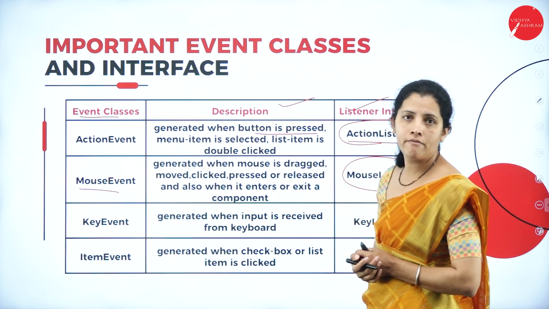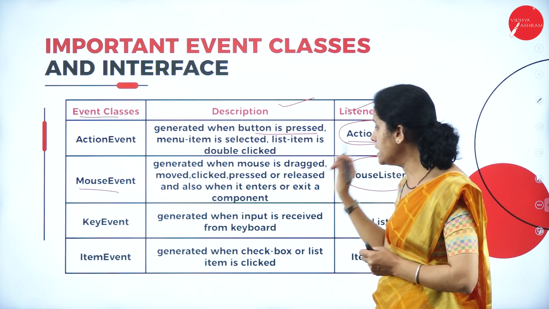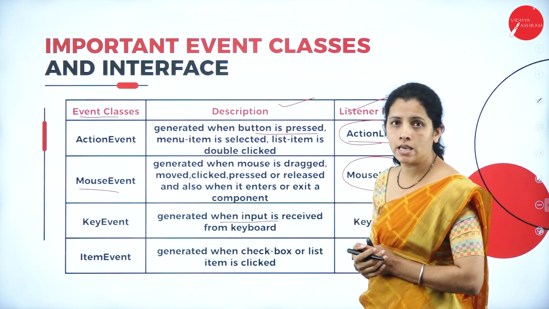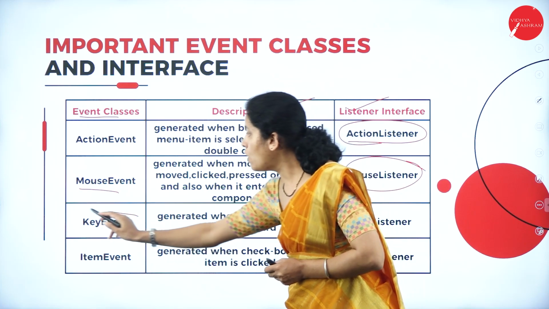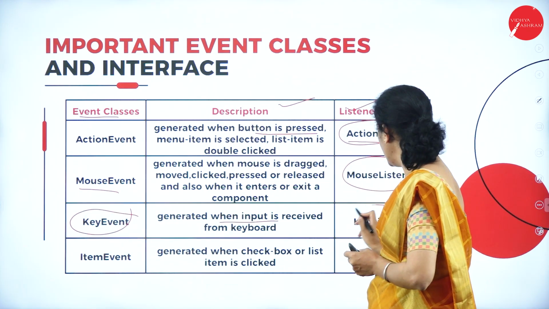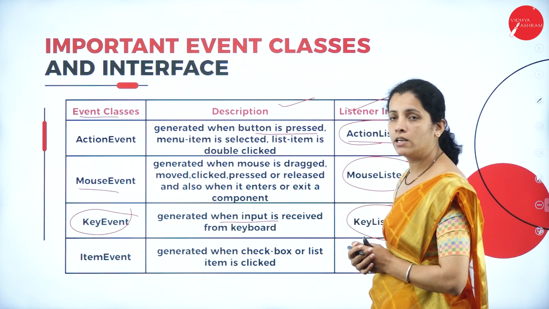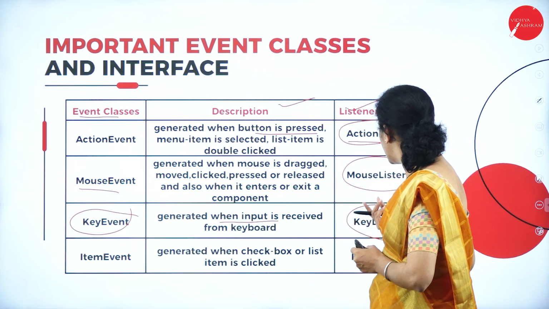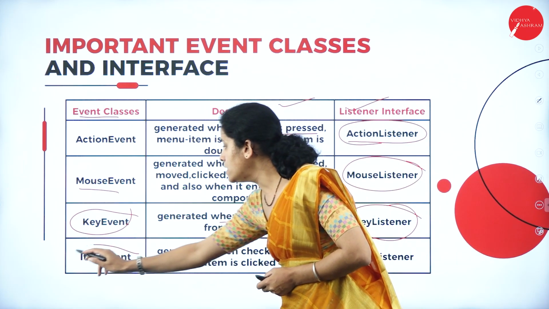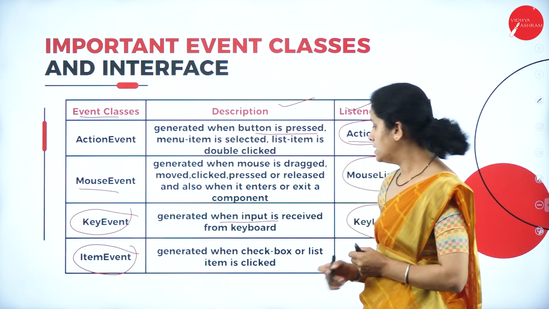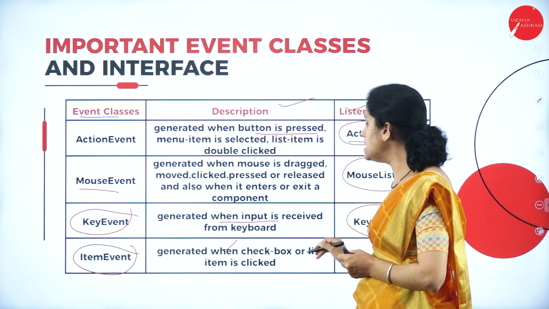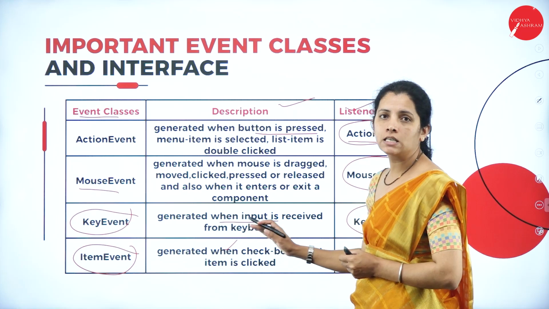And key event: when I press any key or when input is received from the keyboard. Then what kind of event? That is key event. And what is the interface? That is key listener interface. Then item event is generated when a checkbox or list item is clicked.